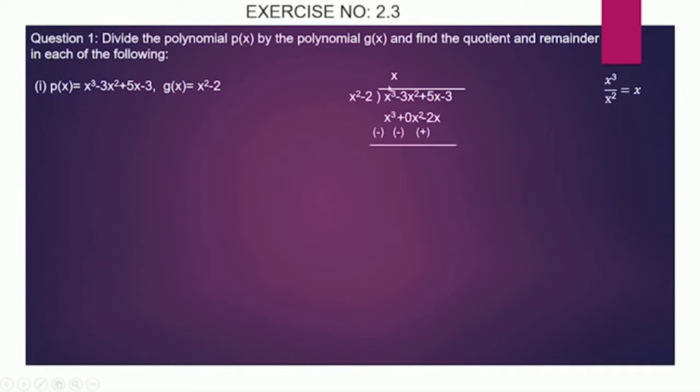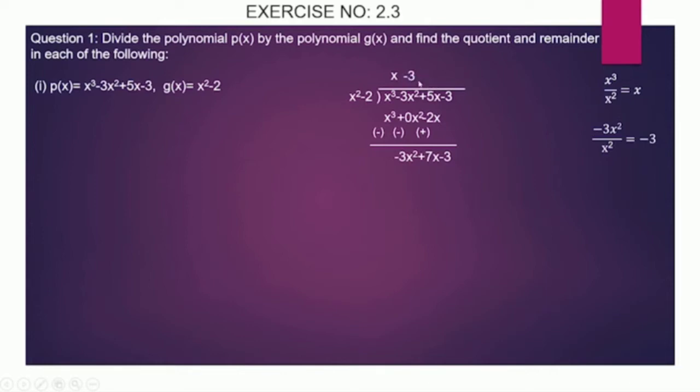Now we need to subtract. x cube minus x cube gets cancelled, and this can be written as 0 here. Minus 3x square minus 0x square, we get minus 3x square itself, and 5x plus 2x we get as 7x, and here minus 3 we write as it is. Now here also the same process takes place as we did here. Here minus 3x square gets divided by x square, where we get minus 3. This minus 3 we should write here.